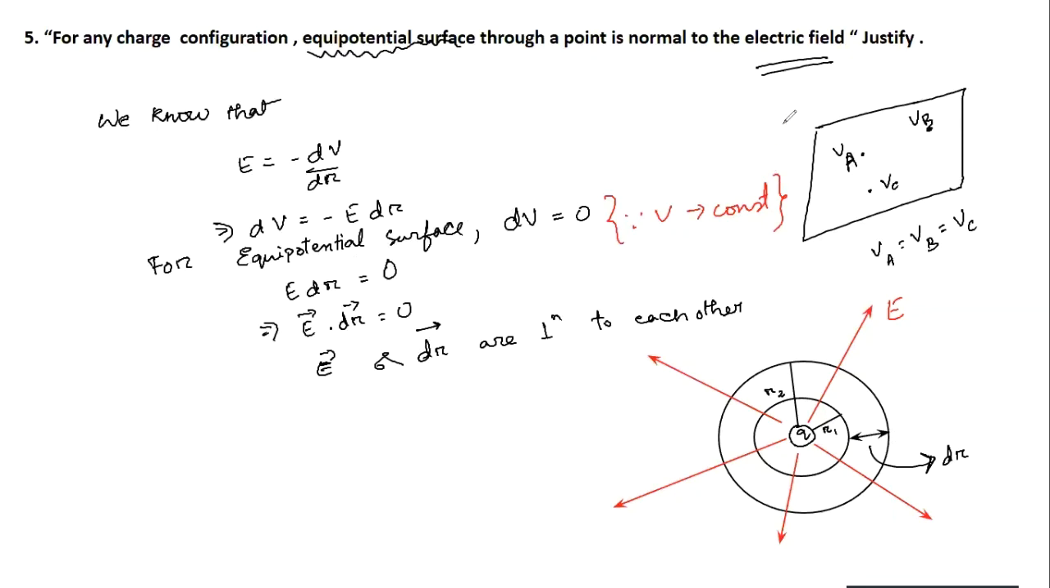This is again a 2 marks question. So if you provide this mathematical explanation, and at the last you make the point that that's why the equipotential surface through any point is normal to the field, it is quite justified. Okay.